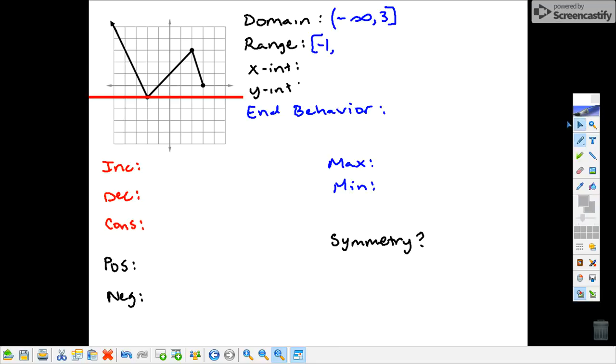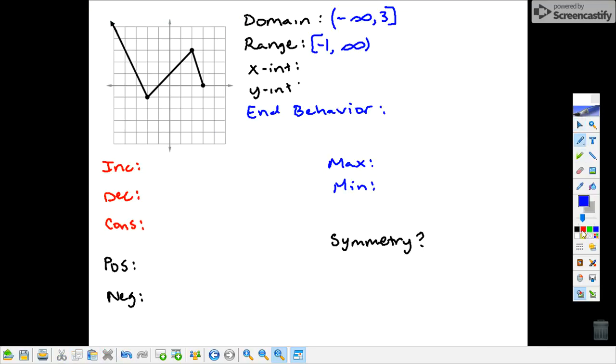But as we keep on going up, because of this arrow on the left side right here, this horizontal line will always be touching the function at some point, because this graph continues on and on forever. That means our maximum y value would be positive infinity. And we don't include that, so I put a parenthesis.